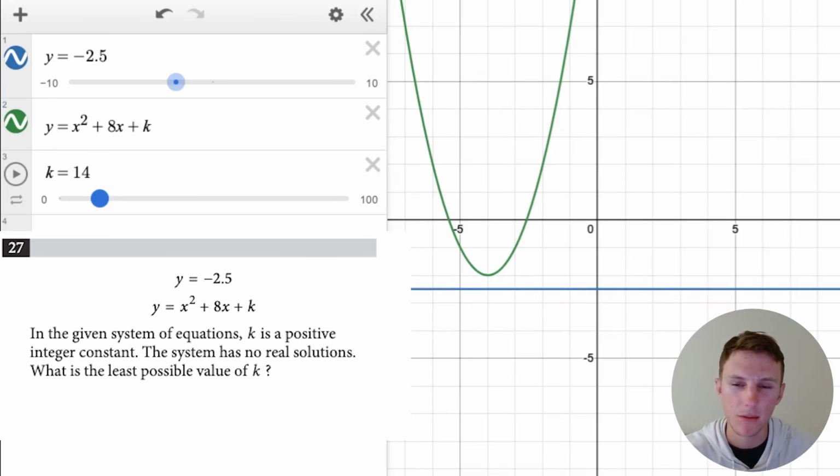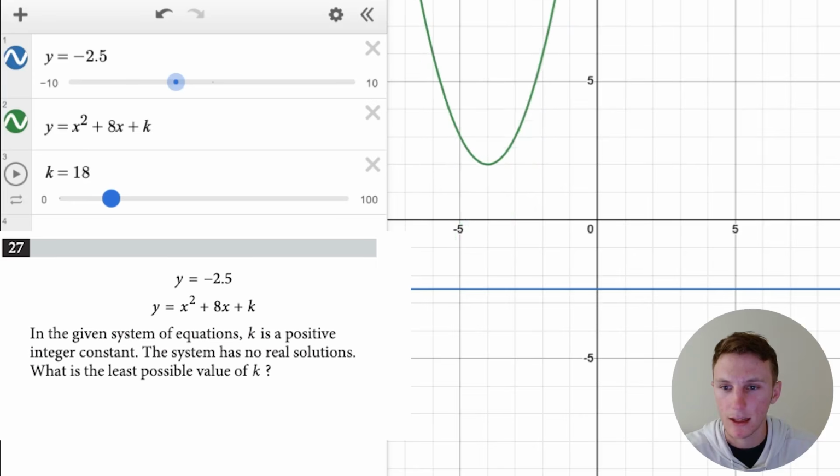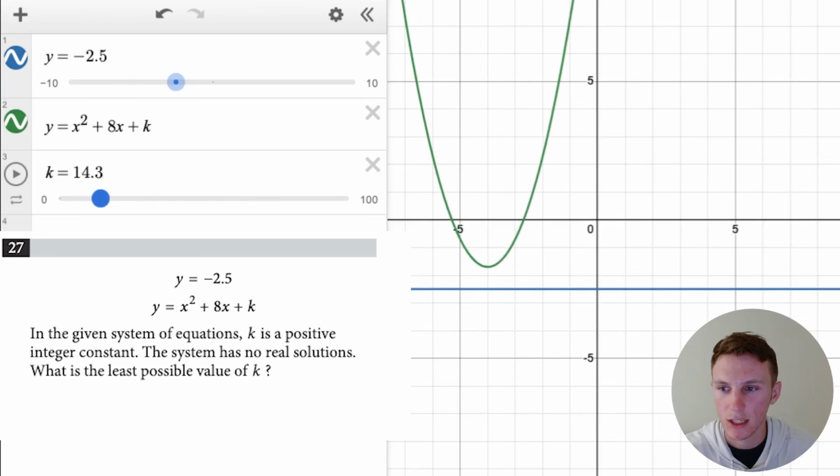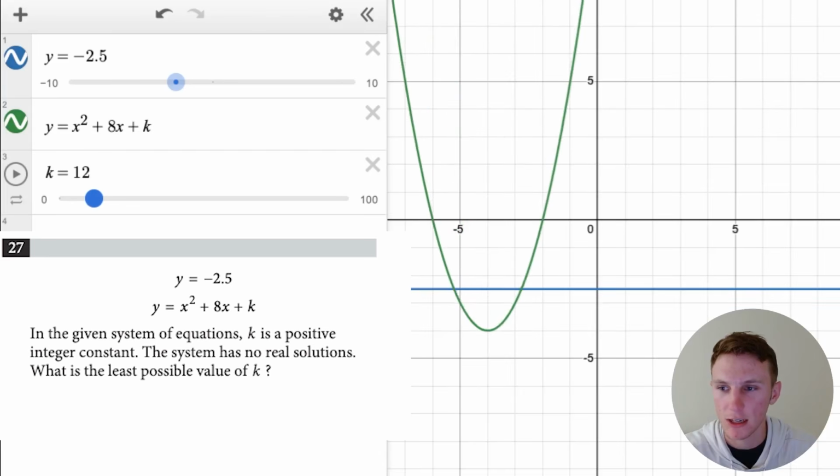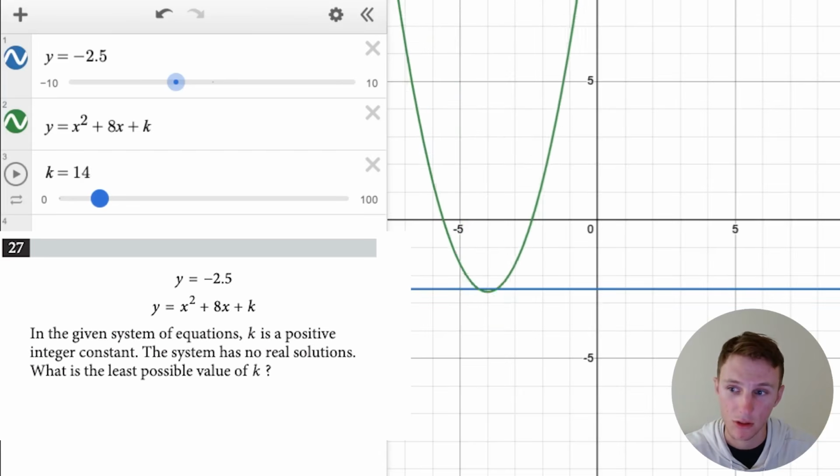So if that didn't make sense, just leave me a note in the comments and I can address it a little better. But basically, this is the smallest integer that will have no solution, because you see these all have no solution. 14 is the smallest integer, because if I go to 13, guess what? That has a solution. So that's why 14 is the answer.